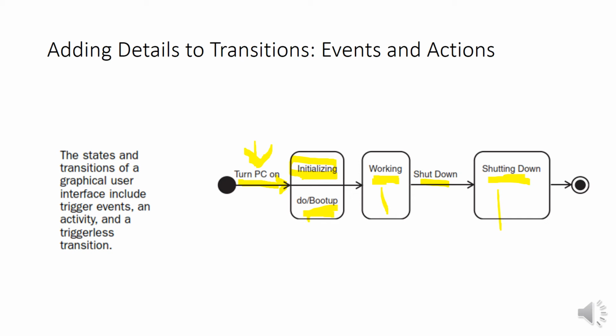So if you see here, there is no event mentioned. Such a type of transition is called a triggerless transition, in which there is no event mentioned or no event occurs. Once the boot up activity is complete, as a result of this, the object transitions from initializing to the working state without an event. Such a transition is called a triggerless transition.